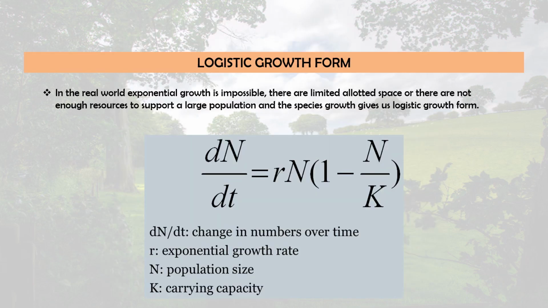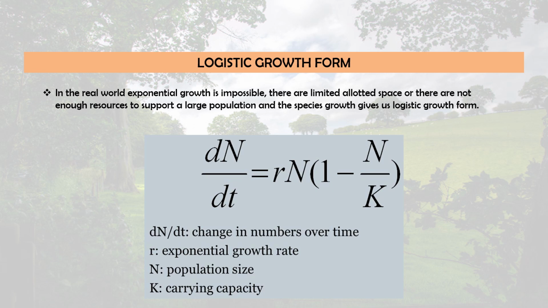Next one is the logistic growth form. In the real world, exponential growth is not possible because we will not always get an infinite amount of resources, and there will be either limited space or limited resources which will support a population. So the species growth in this condition gives us the logistic growth form.